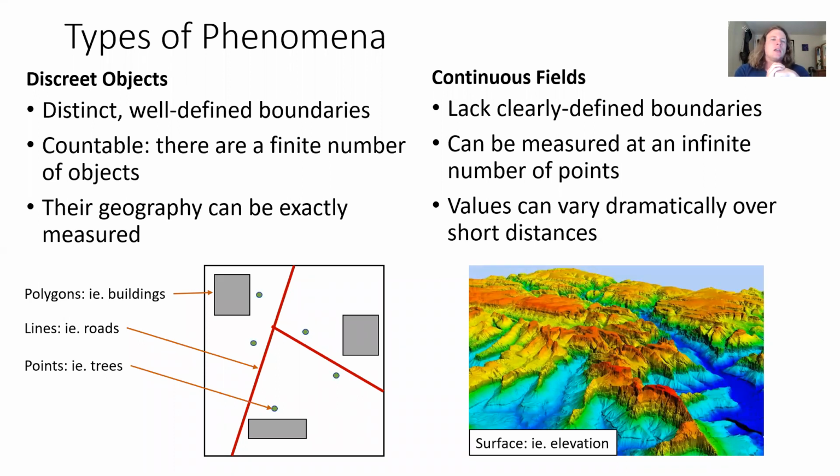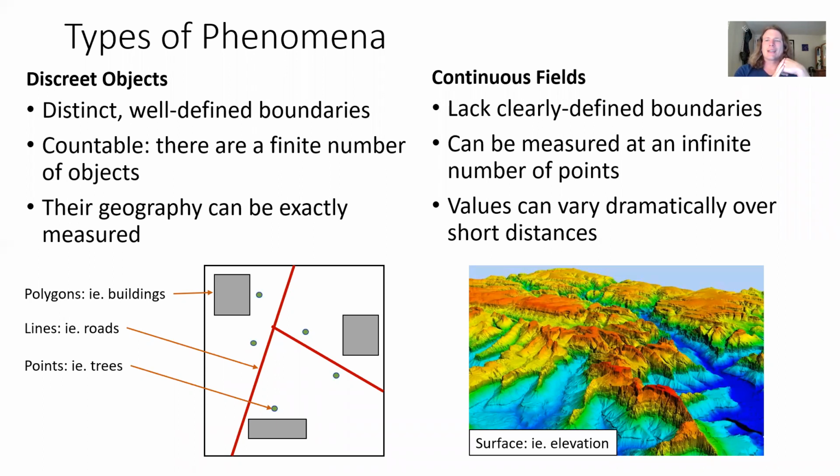So discrete phenomena are objects that are distinct with well-defined boundaries. They're countable, so there's some finite number of them, and their geography or their boundaries can be exactly measured. So you can very exactly measure the perimeter of a building or the center line of a road or the point location of a tree.